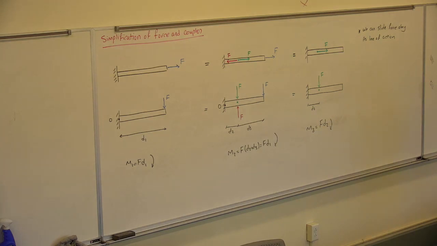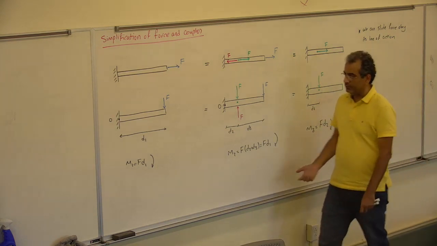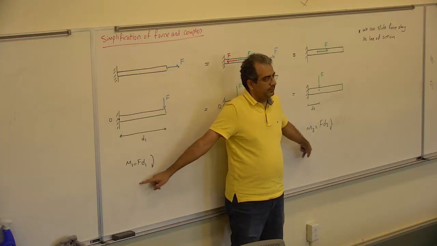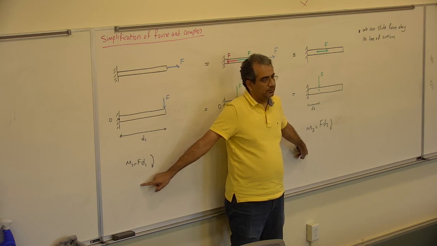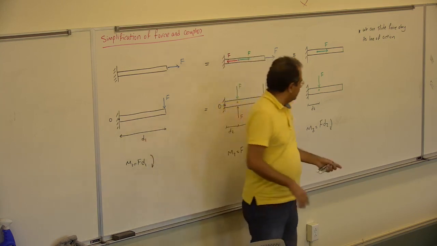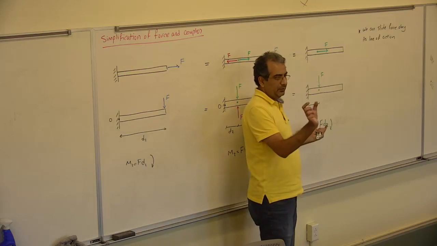The M3 here, the moment here, is smaller or larger than M1? Are we talking about directions? No, just the magnitude. It's going to be less, because the distance is smaller here, D1, here is just D2, very small.